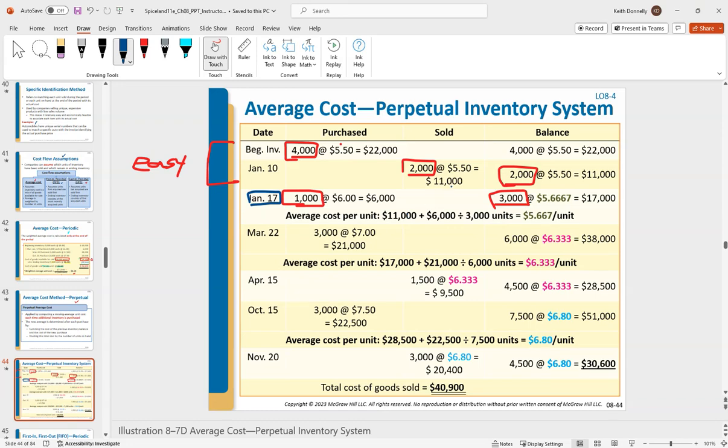So it will be the 11,000 here. Or I'm sorry, it is 11, but it's coming from over here, the 2,000 at 550. That accounts for 2,000. This 6,000 right here accounts for the remaining 1,000. So 11 plus 6 divided by 3, 566. Okay, units times 566, there's our dollar amount. We'll move down one more line item.